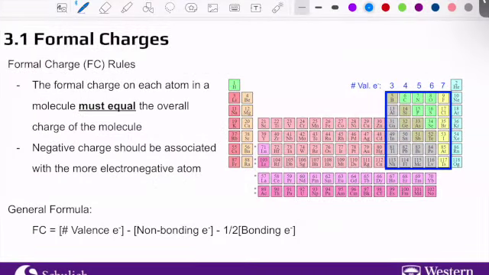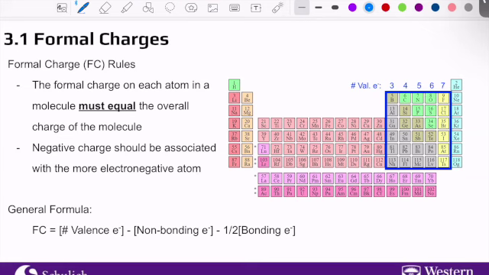In this part of the video, we're going to look at formal charges and how you can assign formal charges to compounds. This can be really useful when it comes time to drawing Lewis structures and determining which Lewis structure best represents the actual molecule. A few things just in terms of rules. The formal charge on each atom in a molecule must equal the overall charge in the molecule. We will look at a few examples of where this actually applies.